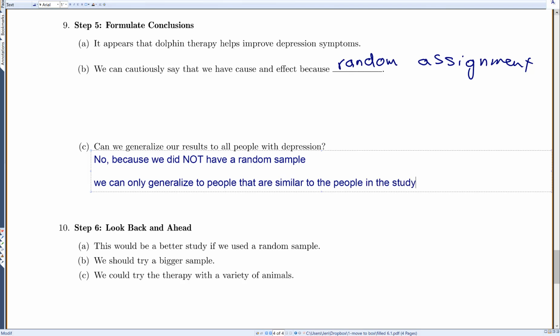Now, we'd have to go back and really look at the study and say, okay, what kind of people did they have in the study? Is that different than other people? And kind of figure out who we can generalize to.